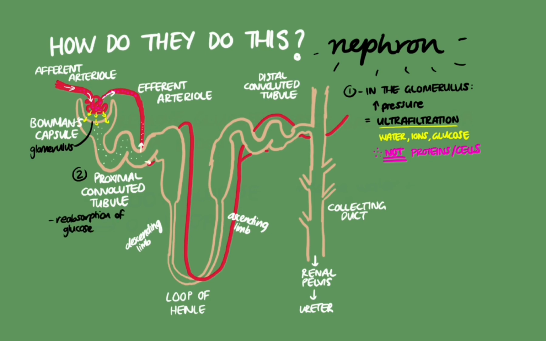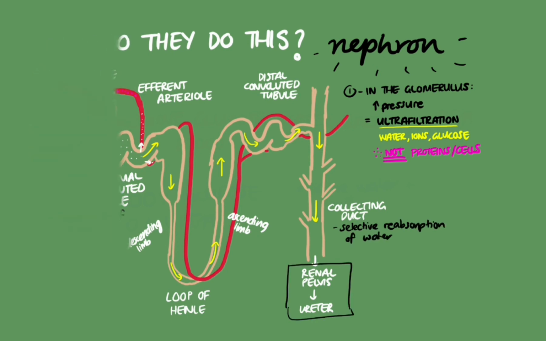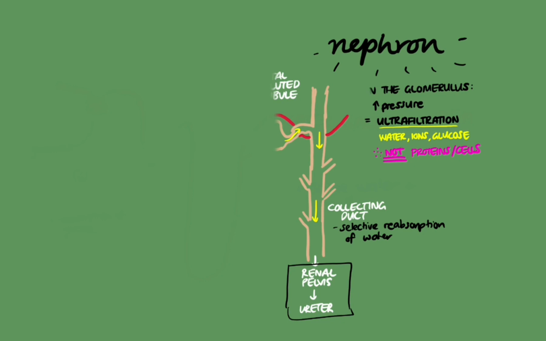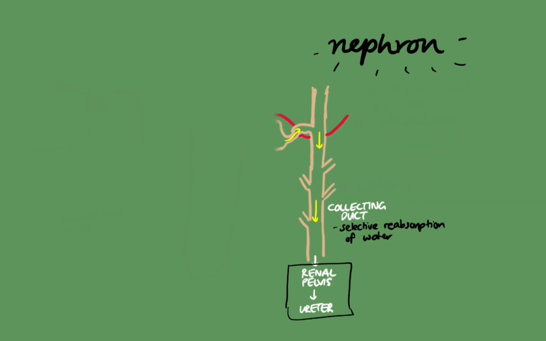So like I mentioned earlier, hopefully you would remember that no glucose gets in your urine. So that's where your proximal convoluted tubule comes in, because it reabsorbs the glucose back into the blood. Finally, you've got your collecting duct, and that's where water comes in. So this is where you get selective reabsorption of water.